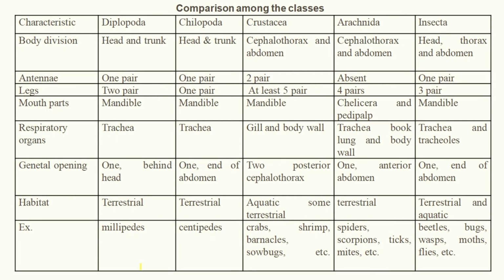Then come to a tabular form of comparison between the different classes of Mandibulata. And one, Arachnida, is under subphylum Chelicerata, and all these four are under subphylum Mandibulata. Body division: in Diplopoda, head and trunk. In Chilopoda, head and trunk. In Crustacea, cephalothorax and abdomen. Arachnida also the same, cephalothorax and abdomen. And in Insecta, head, thorax and abdomen.